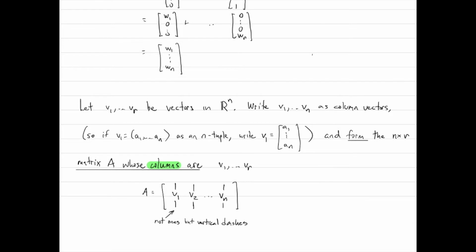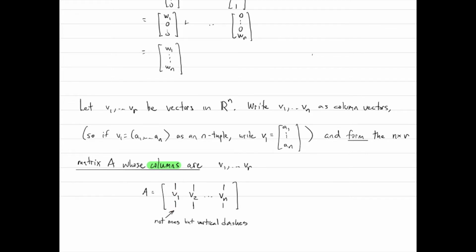We're going to be able to express these linear combinations as a product of a matrix times that coefficient vector C1 up to Cn, as follows. So let V1 up to Vr be our vectors. Write them as column vectors. And so, for example, if V1 is given as a vector with components A1 up to An as an n-tuple, then write V1 as a column vector like so, and form the n by r matrix A, whose columns are V1 up through Vr.